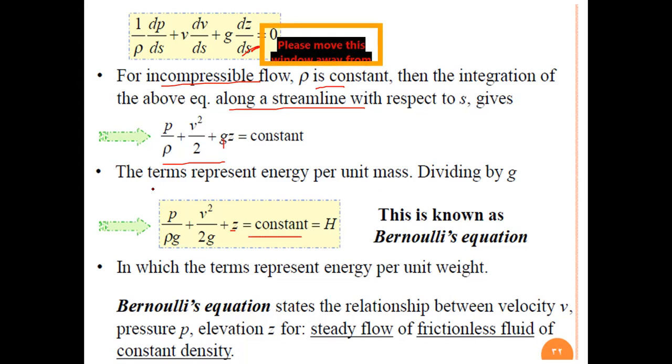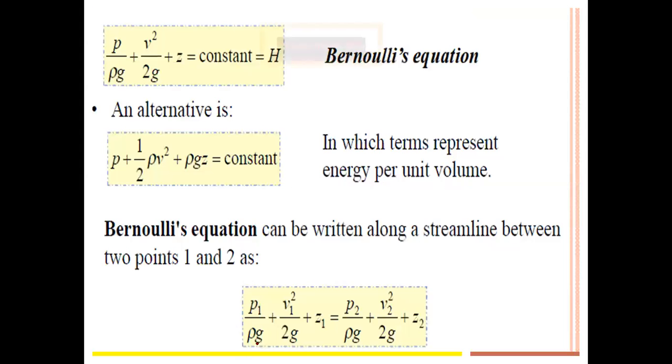So what does it have? It has pressure energy plus kinetic energy plus datum energy, in which the terms represent the energy per unit weight. Now, Bernoulli's equation states the relationship between the velocity V, pressure P, and elevation Z for steady flow of frictionless fluid of constant density. So the Bernoulli's equation can be written as pressure energy plus kinetic energy plus Z is equal to constant. The alternative is P plus half ρV square plus ρgZ is equal to constant, in which the terms represent the energy per unit volume.